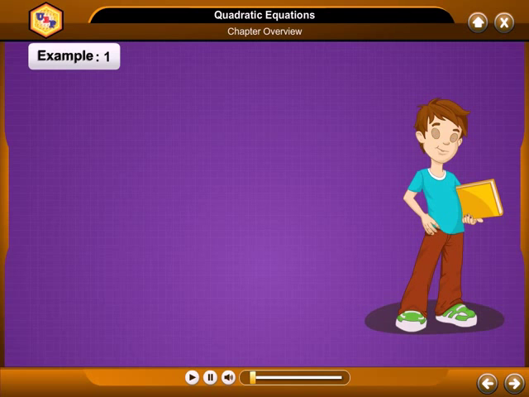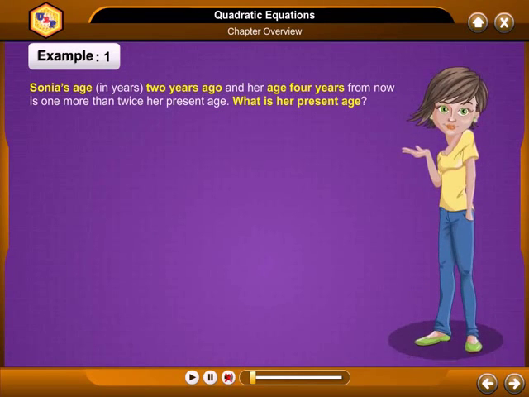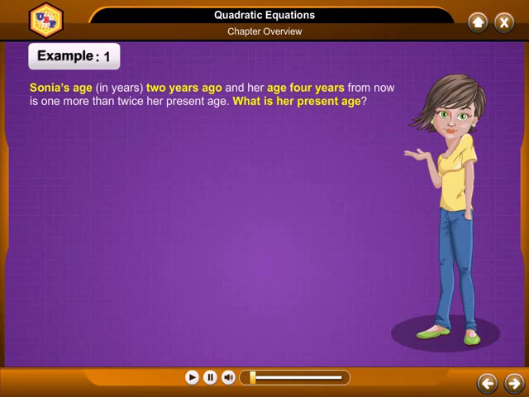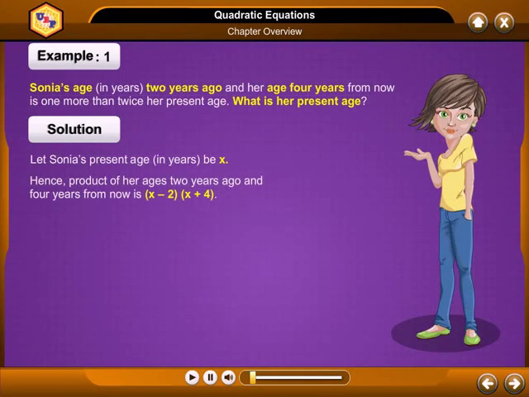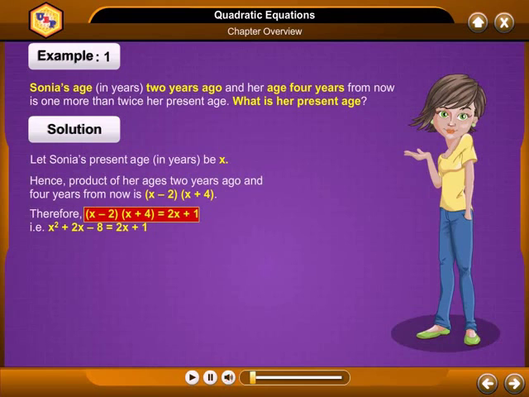Example 1. Sonia's age in years 2 years ago and her age 4 years from now is 1 more than twice her present age. What is her present age? Solution: let Sonia's present age in years be x. Hence, the product of her ages 2 years ago and 4 years from now is (x minus 2) into (x plus 4). Therefore, (x minus 2) into (x plus 4) is equal to 2x plus 1.